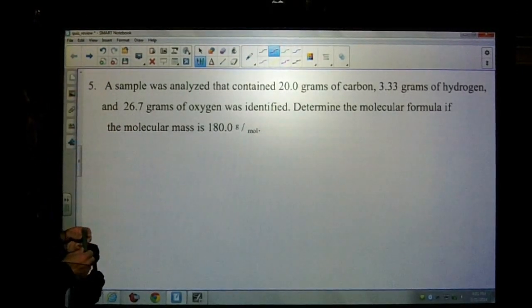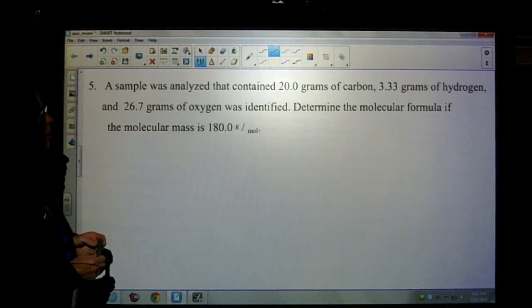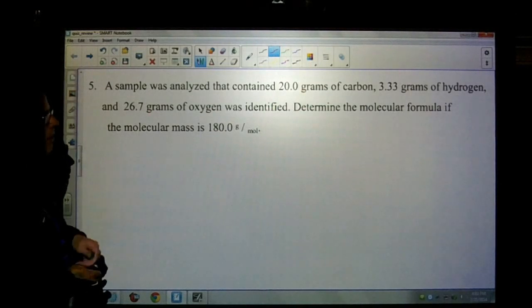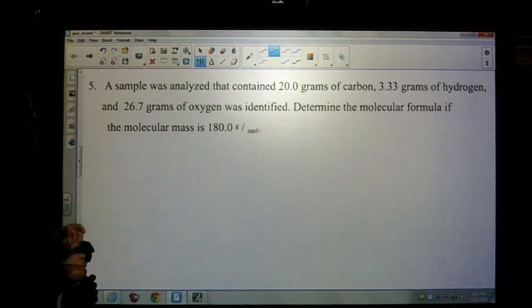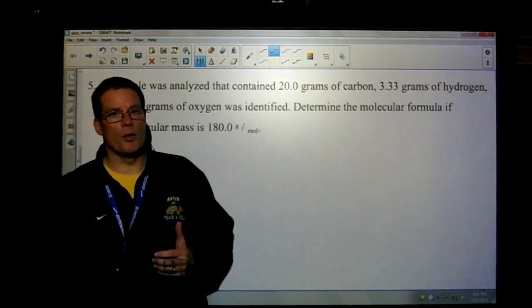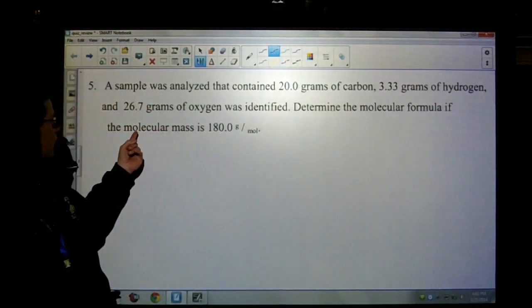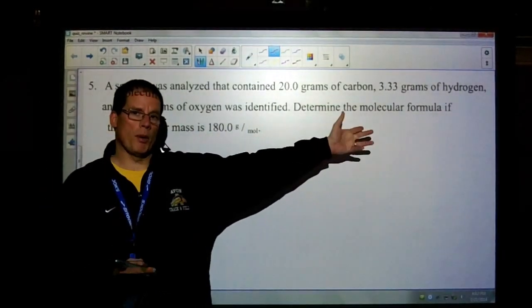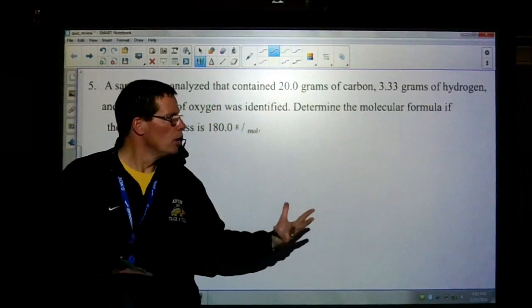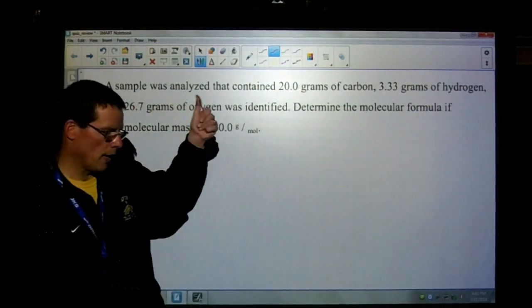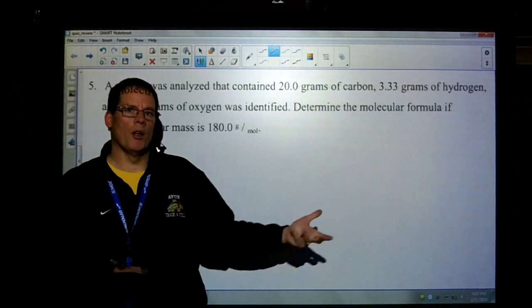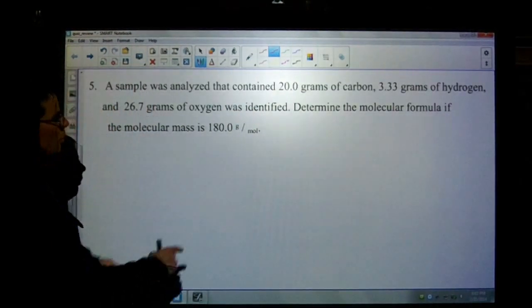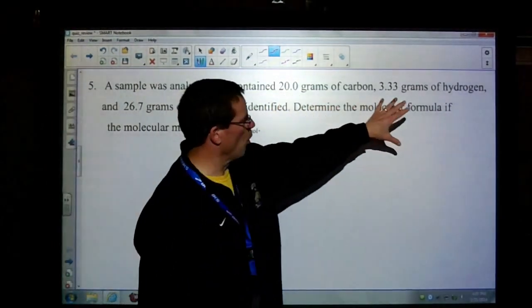Number 5 says a sample was analyzed that contained 20 grams of carbon, 3.33 grams of hydrogen, 26.7 grams of oxygen was identified. Determine the molecular formula if the molecular mass is 180 grams per mole. So what this question is not directly telling you, but you need to do it to find the molecular formula, is you need to find the empirical formula first. You're not going to be able to just look at this information and go, I got it. So find your empirical formula, then find your molecular formula. So same thing, keep the elements in the order that they're listed.